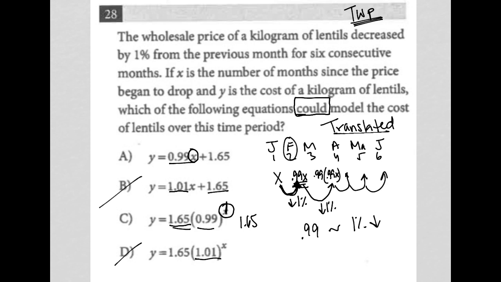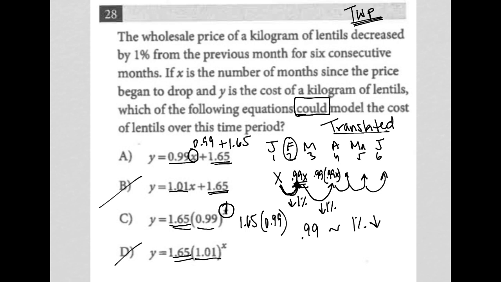I mean, 1.65 does show up in each of these answer choices. So I'm going to assume that 1.65 is the original cost. So if I was finding the cost for the kilogram of lentils in February, I would multiply 1.65 times 0.99 to get that answer. Choice A is telling me that I should multiply 0.99 times 1, which is 0.99, and add it to 1.65.